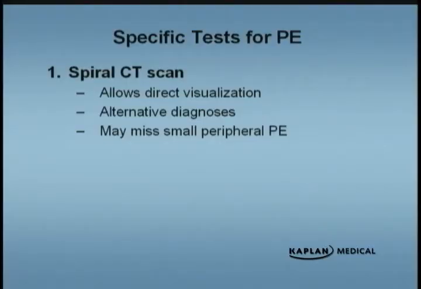The shortcomings are that it may sometimes miss peripheral, small pulmonary emboli. So if a pulmonary emboli occurs in the periphery of the lung, not central pulmonary emboli, the spiral CAT scan could miss it. And nobody knows what is the clinical significance of these peripheral pulmonary emboli. Do they propagate? Do they get worse? Do they do anything to the patient? Nobody knows. Nobody has evaluated that.